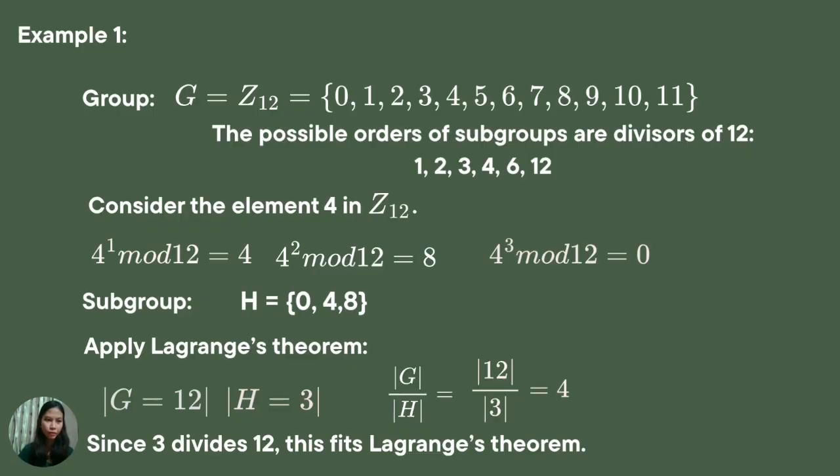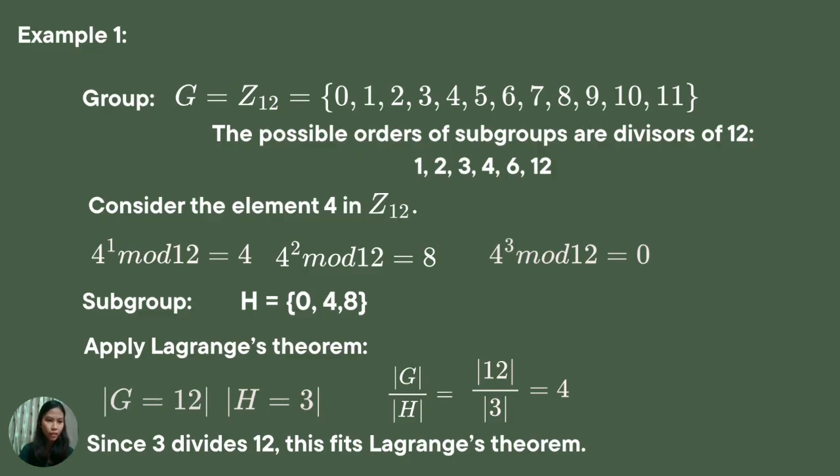So example 1: we have the group G equals Z sub 12 under addition, and the elements of Z sub 12 are 0, 1, 2, 3, 4, 5, 6, 7, 8, 9, 10, 11. The possible orders of subgroups are divisors of 12, so we have 1, 2, 3, 4, 6, and 12. Now consider the element 4 in Z sub 12. 4 times 1 mod 12 is equal to 4. 4 times 2 mod 12 is equal to 8. 4 times 3 mod 12 is equal to 0.